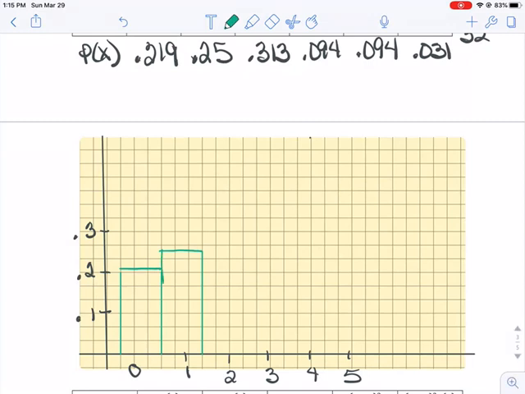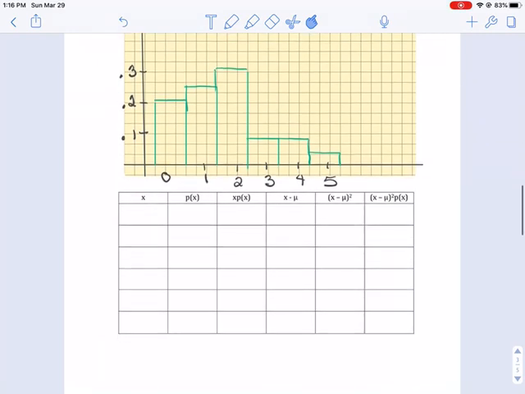And try to make your bars the same width. 0.31. 0.049, so that's down here. Again, it may be symmetric, it may not be. It just depends on the data that you've collected. It's nice if it is, because then it would follow empirical rule. Okay, so there's our graph. All right. So that's not too bad.